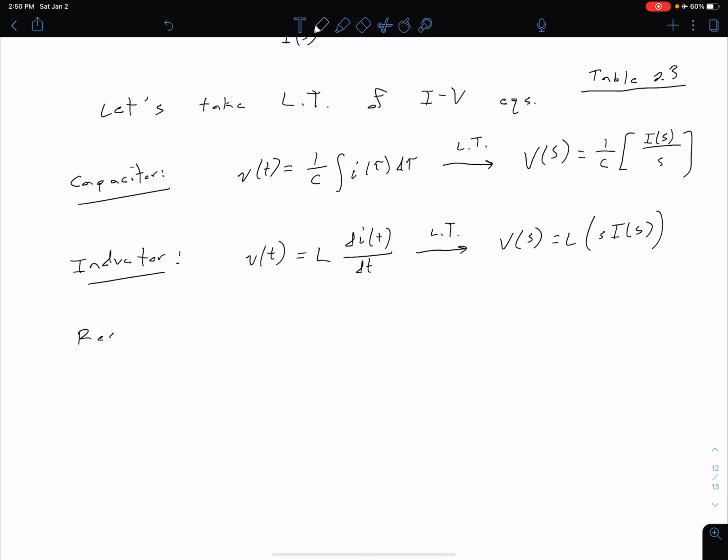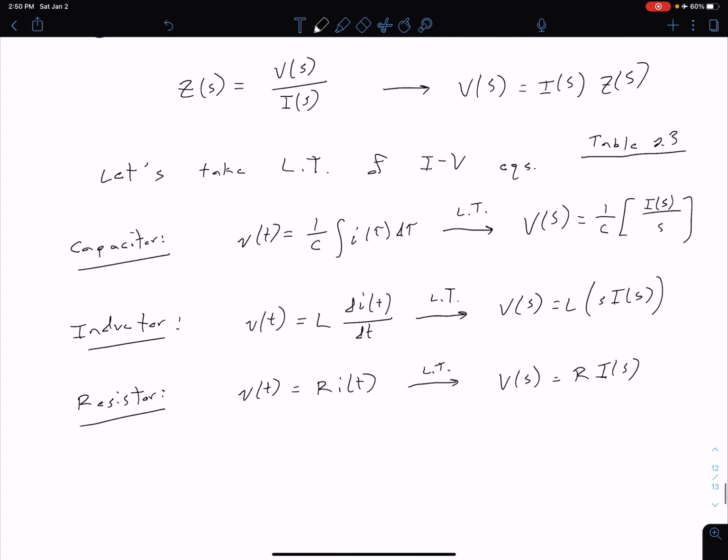Finally for our resistor, we just have good old Ohm's law. V of t is equal to R times I of t, so no derivatives or integrals here. We're just using our linearity property to say that V of S is equal to R times I of S.